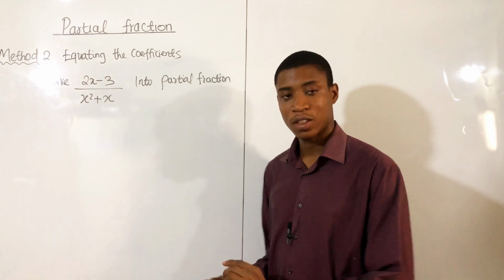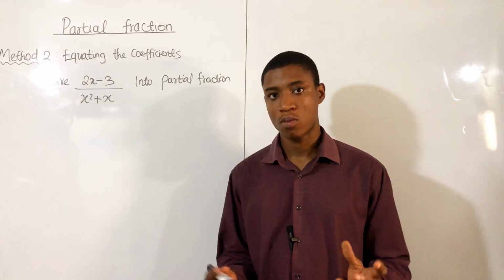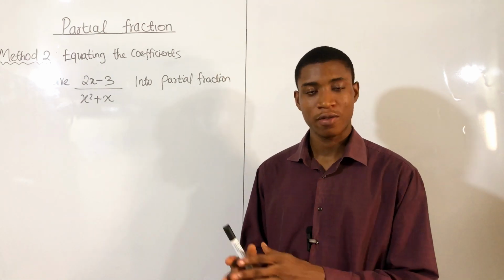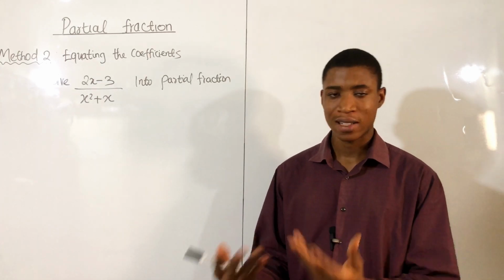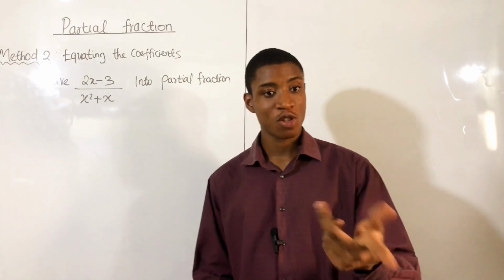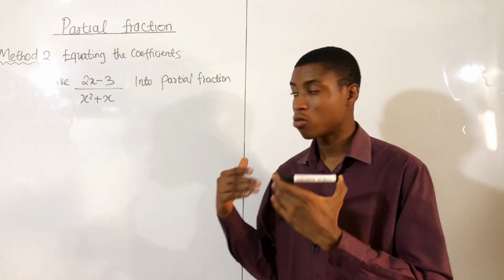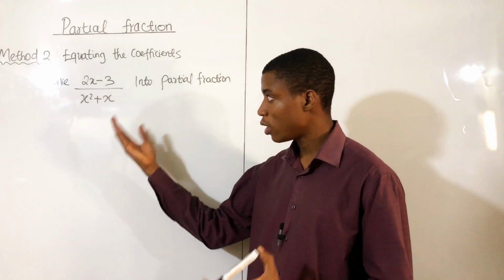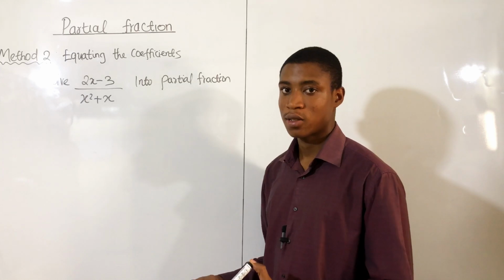The second method is equating the coefficients of both sides, and of course this method is very applicable mostly in engineering. We learn a lot of that in engineering, in dimensions, etc. And of course we have a question on the board, and they say we should resolve into partial fractions (2x - 3) over (x squared + x).